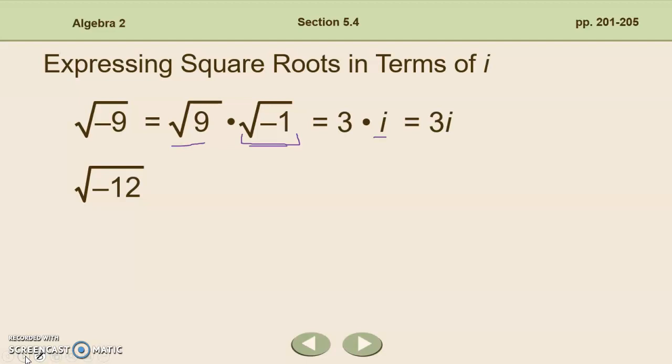All right, try the square root of negative 12 on your own. Pause the video, come back and check your work.